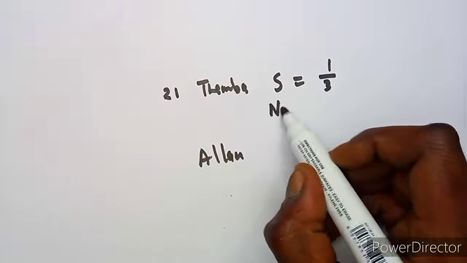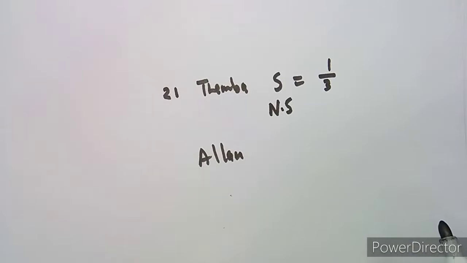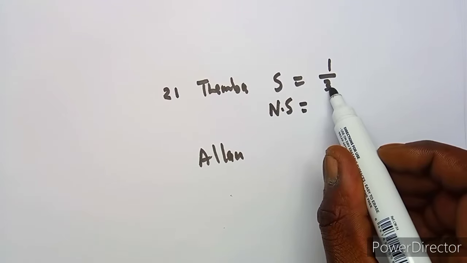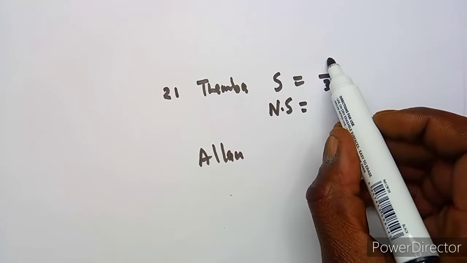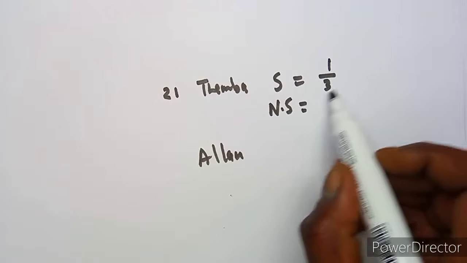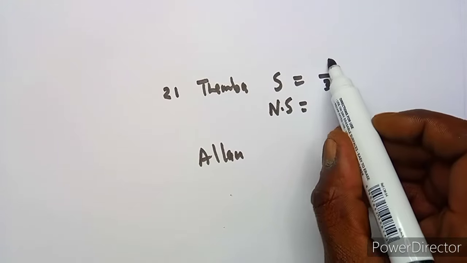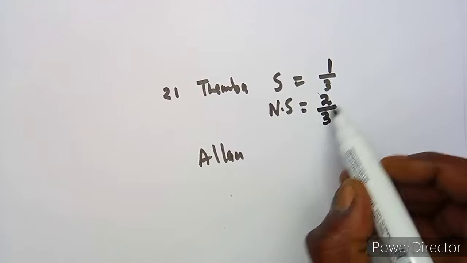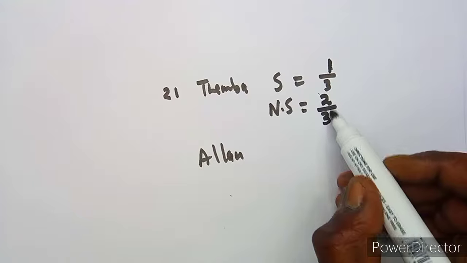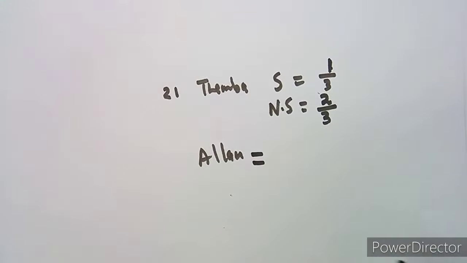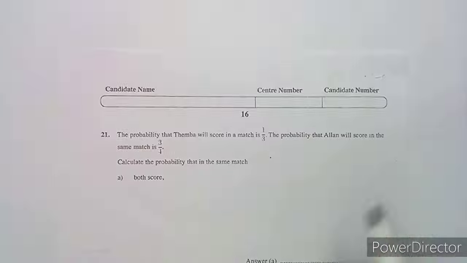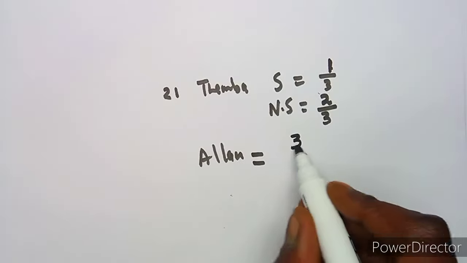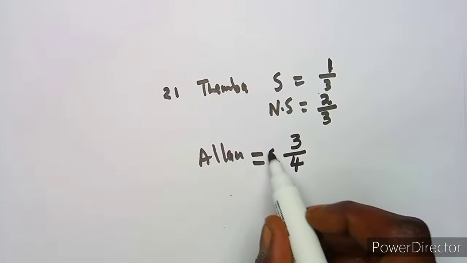So what about the probability of not scoring? There are 3 chances, but he can only score once out of 3, which means he has got 2 chances of losing. So it's 3 minus 1, which is 2 over 3. All right, we move on to Alan. He has got 3 over 4 chances of scoring. 3 out of 4 chances of scoring.